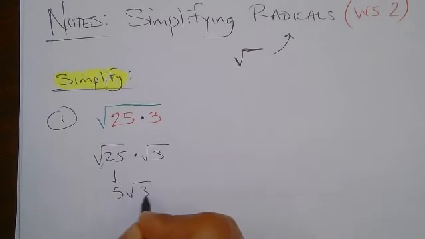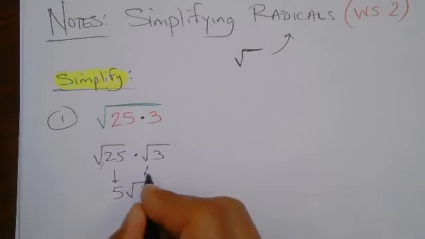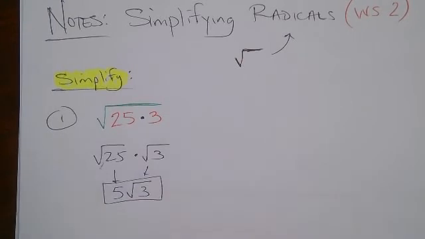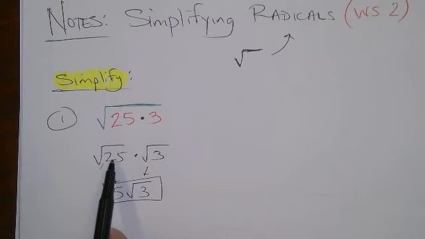5, and when it's multiplication, you don't need to put a dot or a plus or minus. This is how you would write the answer: 5 root 3. Did everybody get that one? Because the square root of 25 is 5, and the square root of 3 is not a whole number.